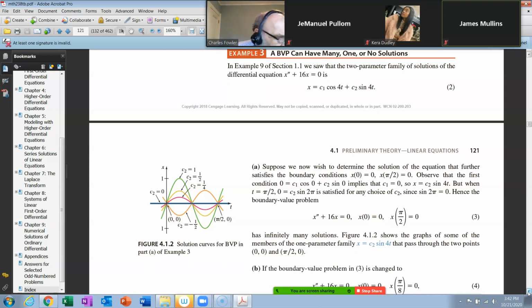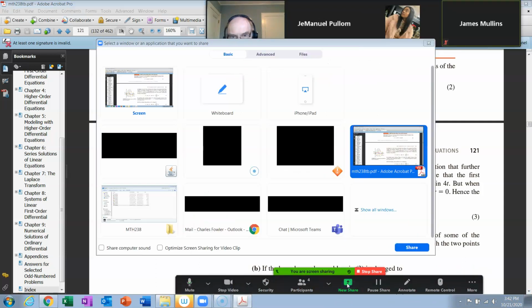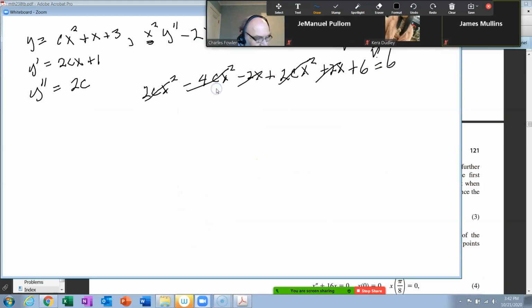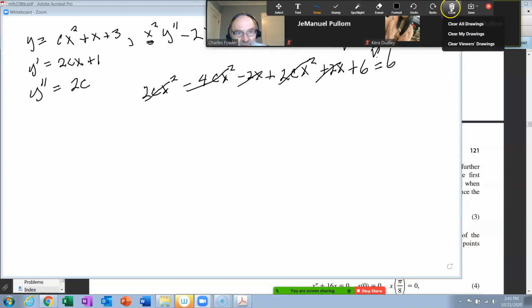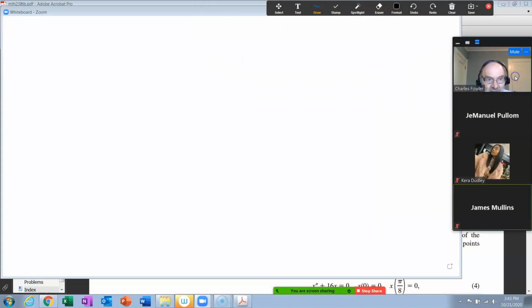Bottom of page 120, top of page 121. I think I'll go to the whiteboard, and we'll probably run out of time before I get too much done on it, but let's try it. It's example 1 of section 1.1. We saw that the two-parameter family of solutions of the differential equation. Let me go on and erase this. Does anyone need this any longer? Okay. Gonna move y'all back down where you were, James. Get out of the way there.